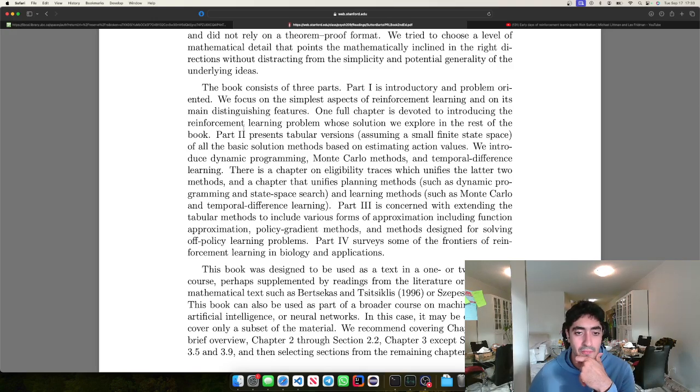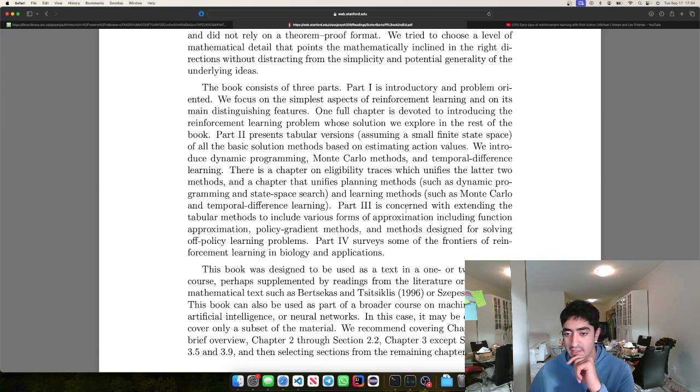Part 2 presents tabular versions, assuming a small finite state space, of all the basic solution methods based on estimating action values. We introduce dynamic programming, Monte Carlo methods, and temporal difference learning. There is a chapter on eligibility traces which unifies the latter 2 methods, and a chapter that unifies planning methods, such as dynamic programming and state space search, and learning methods such as Monte Carlo and temporal difference learning.